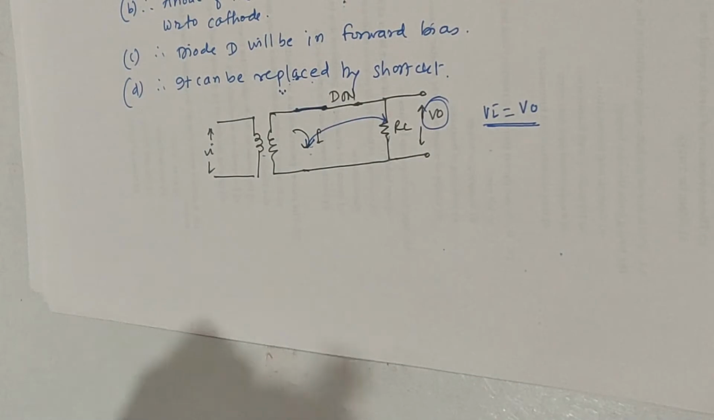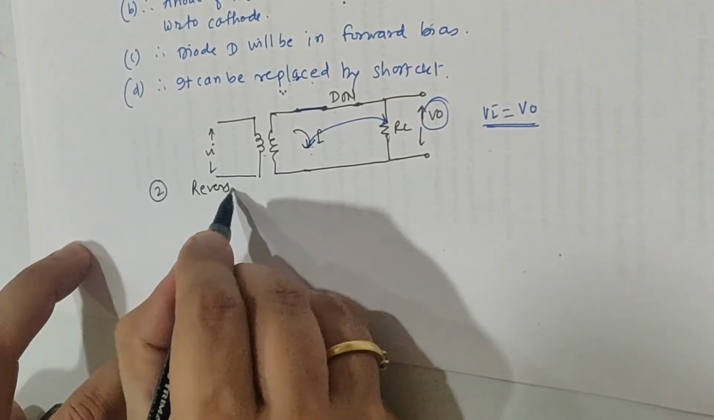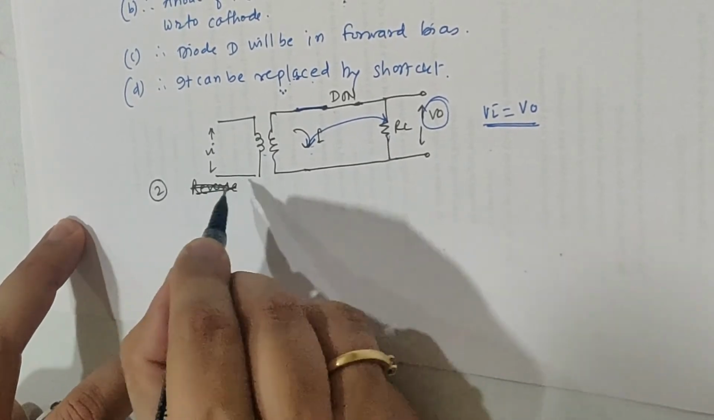Now what will happen in the reverse bias? See this. Or I will say negative half cycle.